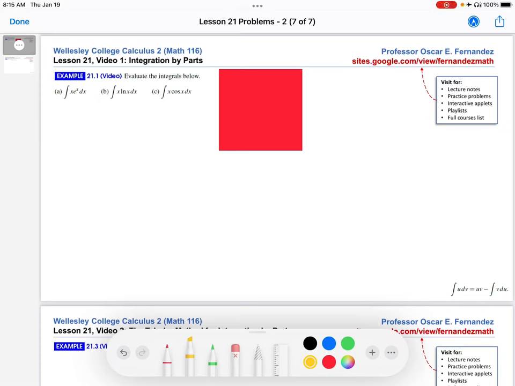In this video, we are going to work on 3 examples of using integration by parts. These examples come from the lesson notes from lesson 21 in this Calc 2 course. You'll find those on this website and also these other resources.